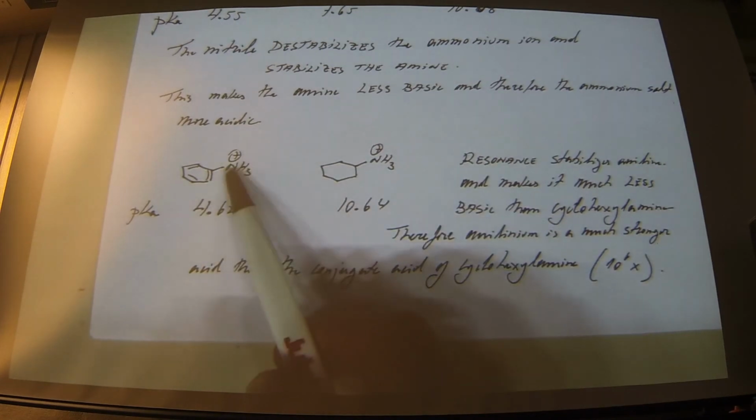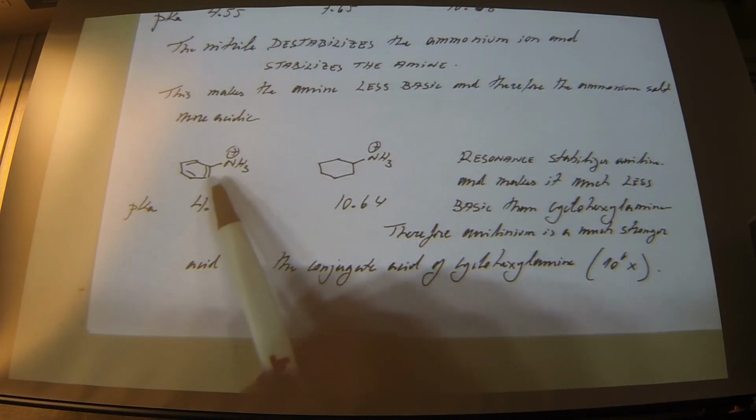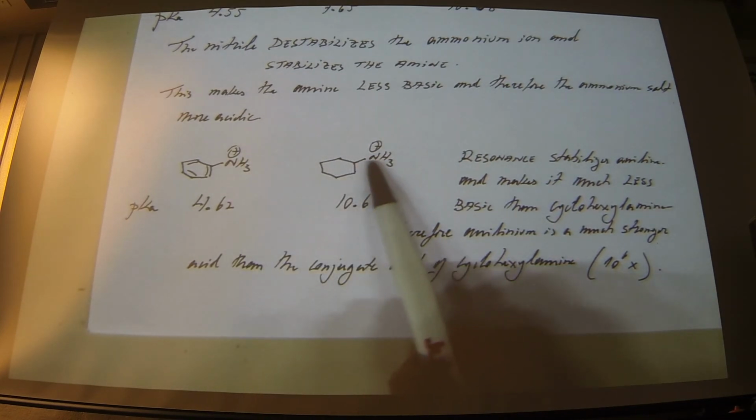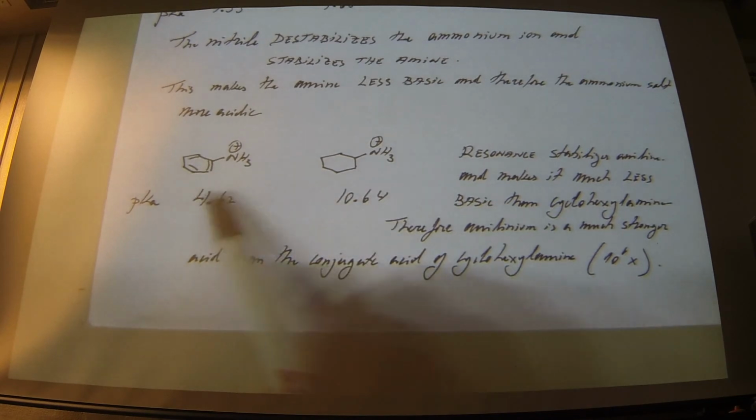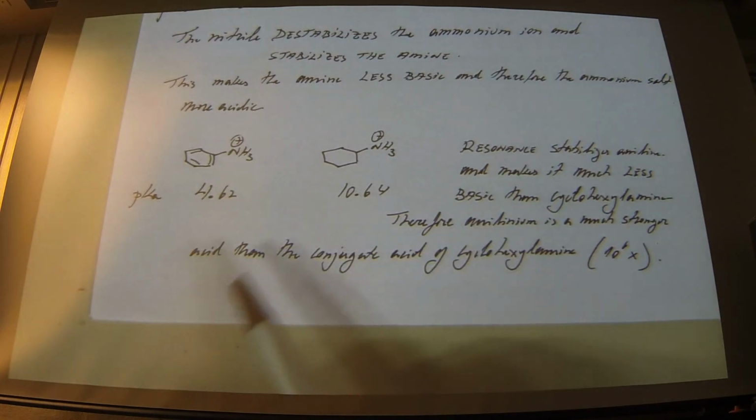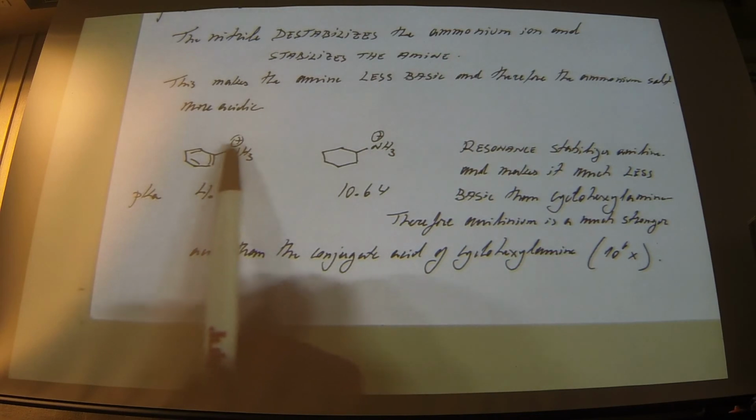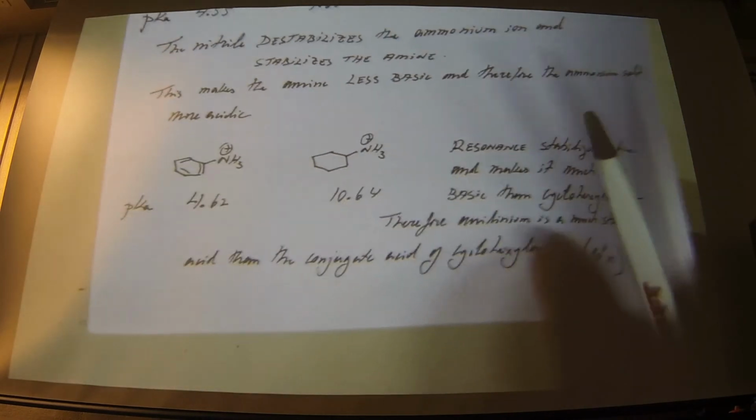Also, you need to recognize that there's a big difference in acidity between anilinium ions and non-aromatic ammonium ions. This is a very large difference. It's related to the fact that the amine here is stabilized by overlap of the electron pair into the aromatic ring. And so that causes about a million-fold increase in acidity for the anilinium. We talked about phase transfer catalysis.